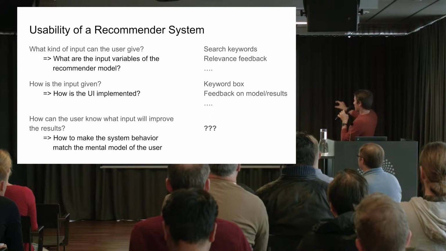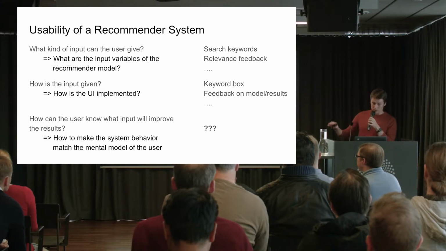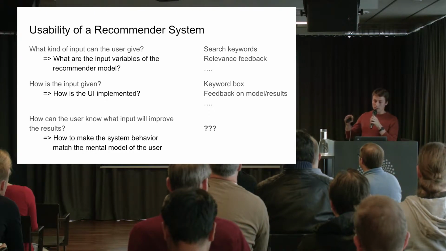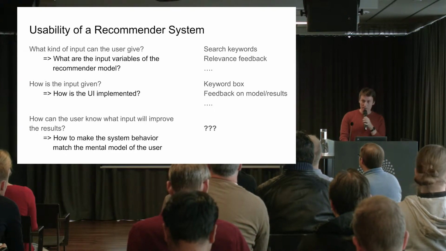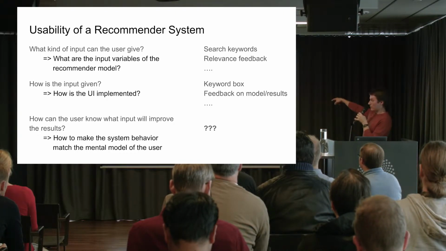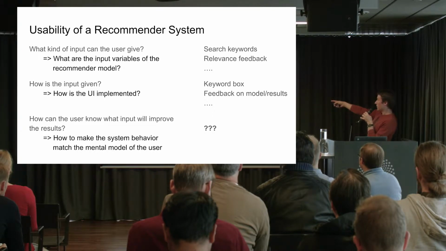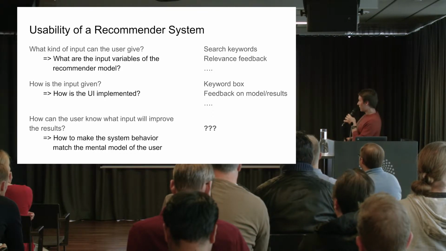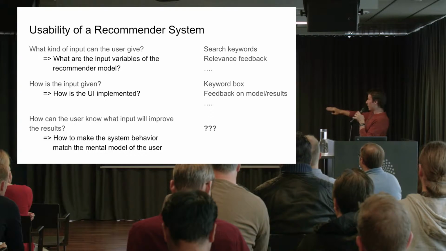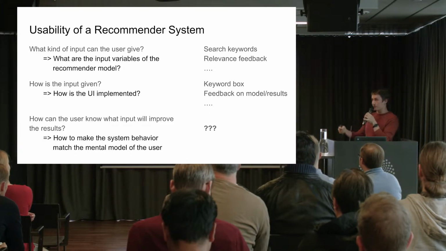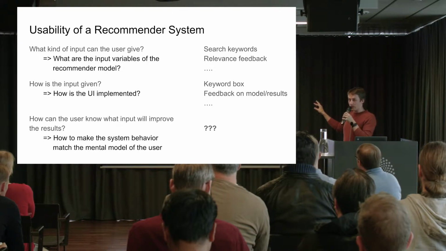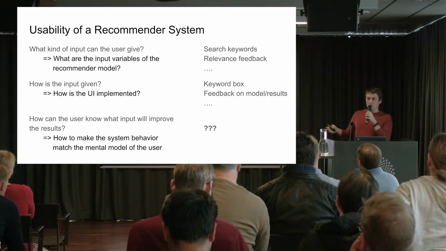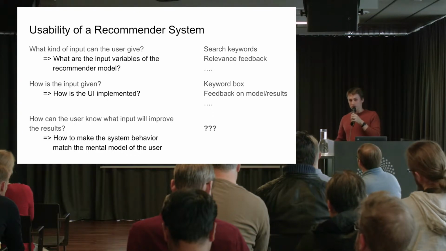Right. So then, like we had here these 3 points, we might need to think about what kind of input the user can give, how is the input given, and how can the user know what input will improve the results. These are maybe the 3 most important questions. And the first 2 are relatively simple. So for example, the user can give search keywords as feedback. The user can give relevance feedback to different items, and so on. And the methods to give that are keyword boxes, or you can drag things around in the interface. So those kind of things are relatively easy to answer and solve. But the third one is a bit more complex. So how can you know what kind of feedback you should give to get the answers you actually want out of the search engines?